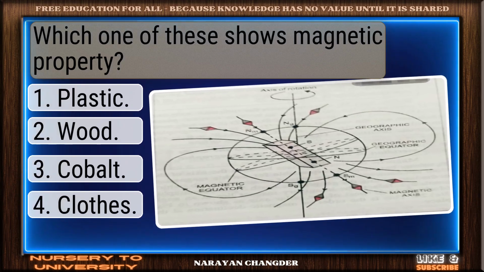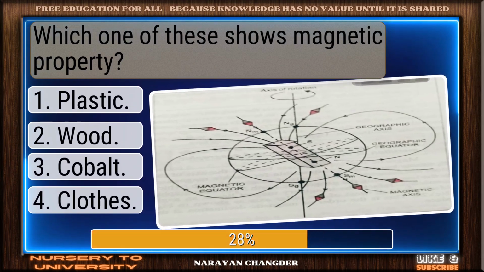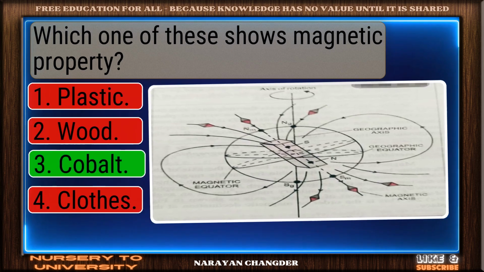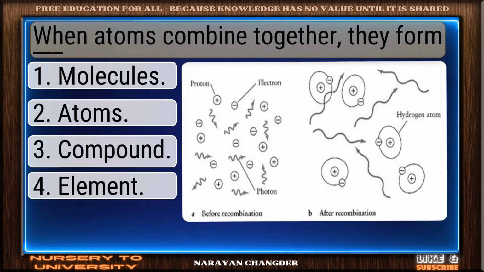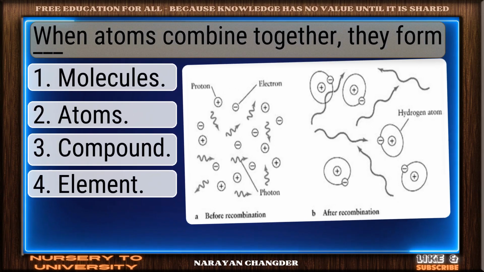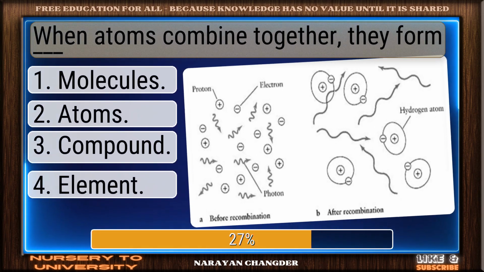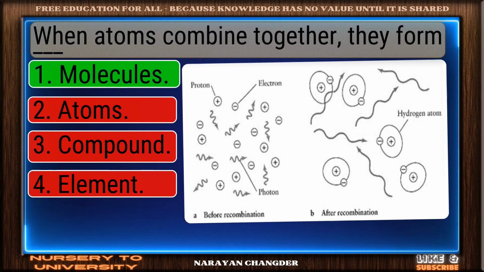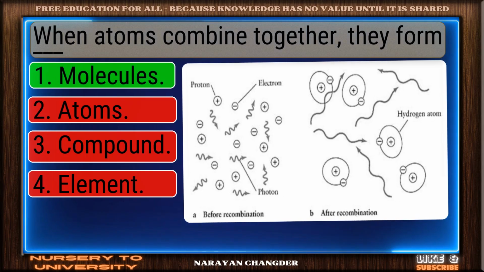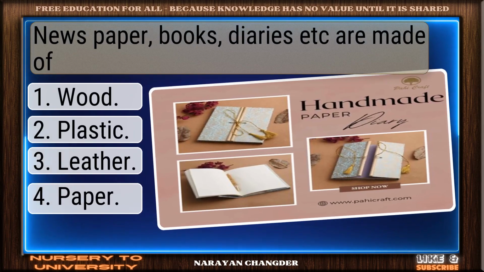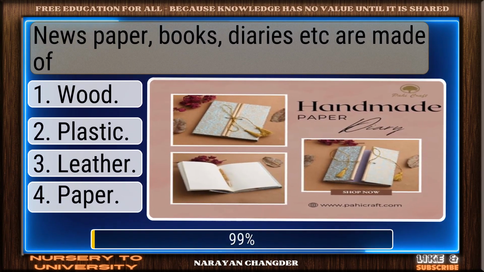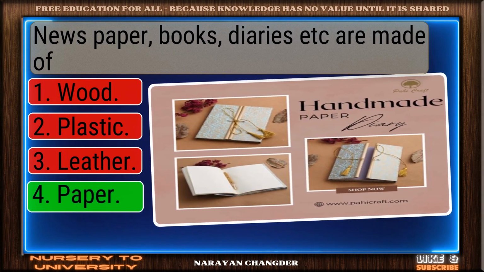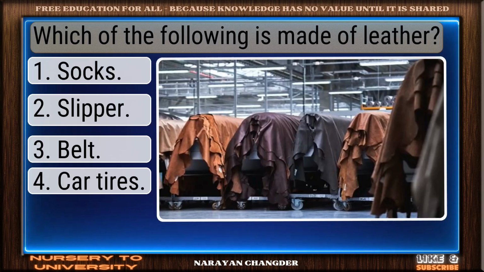Which one of these shows magnetic property? You got it. Your choice cobalt is right. When atoms combine together, they form dash. Right again. Molecules is a valid answer. Newspaper, books, diaries, etc. are made of. Well picked. Paper is the correct answer.